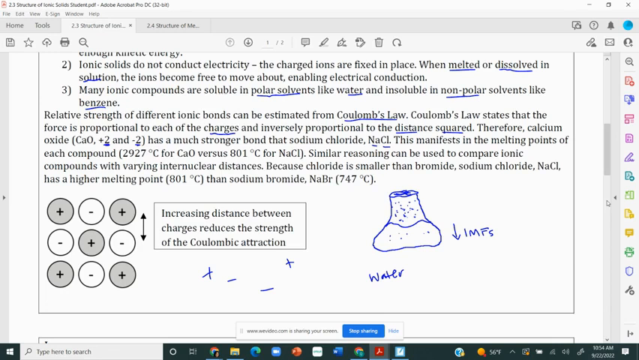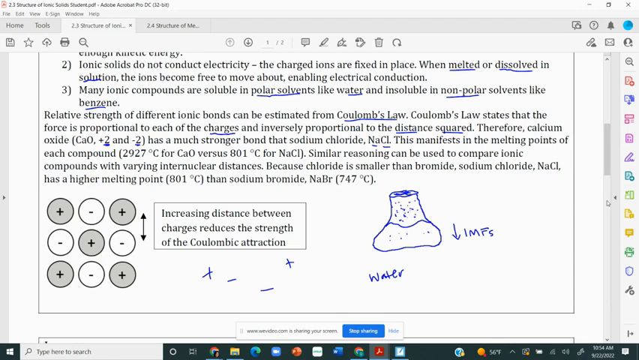We can also look at these distances, okay? So if we compare, for example, sodium chloride versus sodium bromide, these are going to be closer together than these. This is higher up on the periodic table, so it has a smaller radius than the bromine. Again, you can look at the melting points and see that that's indicated there.